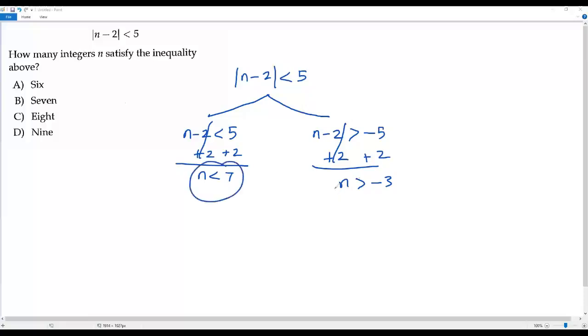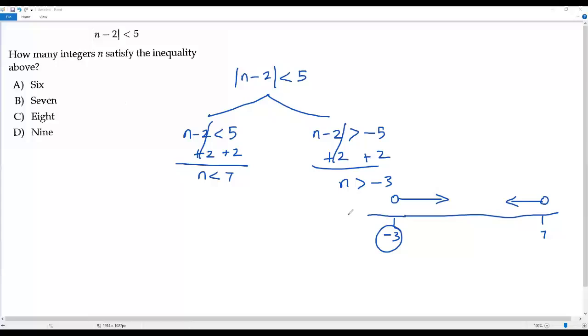So now let's plot these two solutions on a number line. Let's mark negative 3 over here, and 7 over here. This inequality says n has to be less than 7. This inequality says n has to be greater than negative 3. So n cannot be equal to negative 3 because n has to be greater than negative 3. At the same time, n cannot be equal to 7. It has to be less than 7. So you can consider all the values between negative 3 and 7 as a value for n.